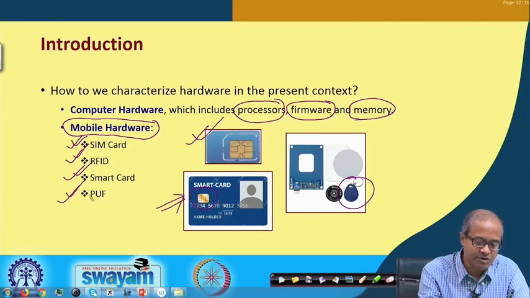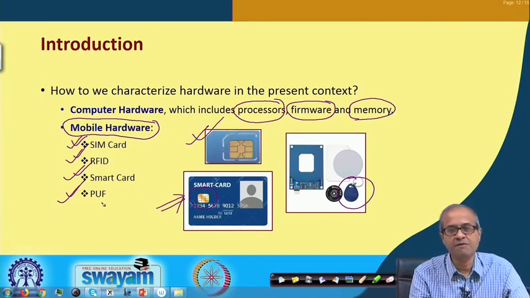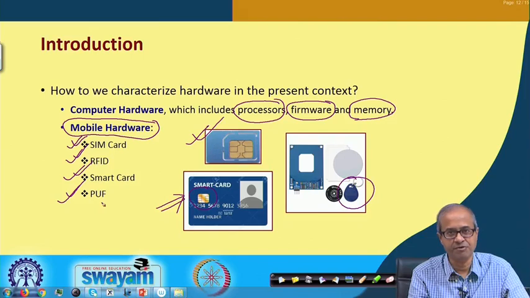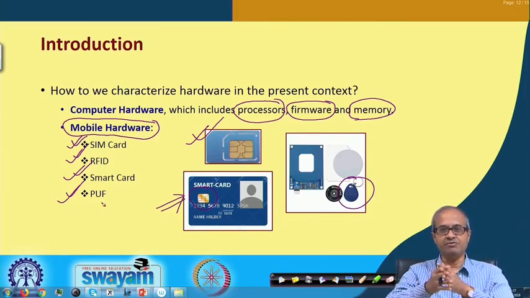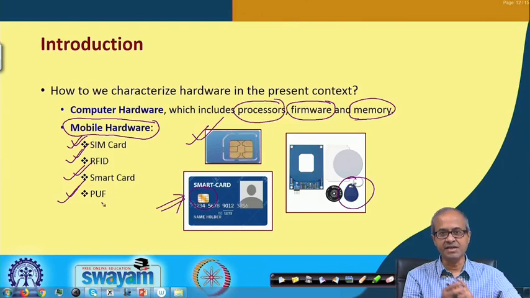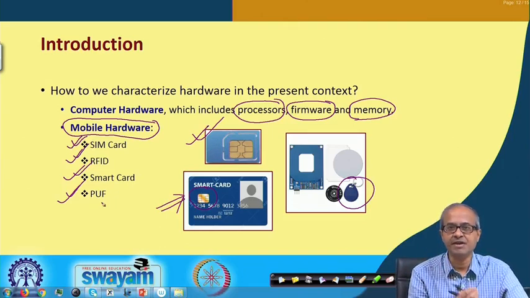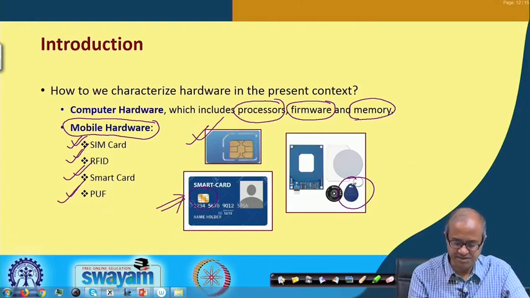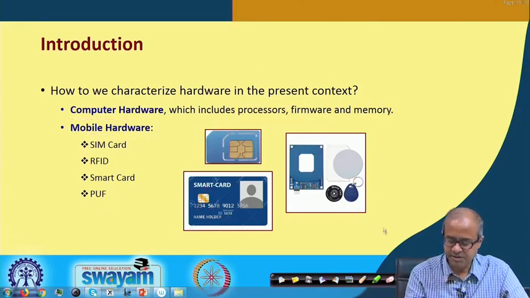There is something called a physical unclonable function, in short PUF, which can be used to secure hardware products in a very flexible way. This is a new concept and people have been increasingly using this concept of PUF to have better security with respect to these hardware devices. Okay. So, moving on.